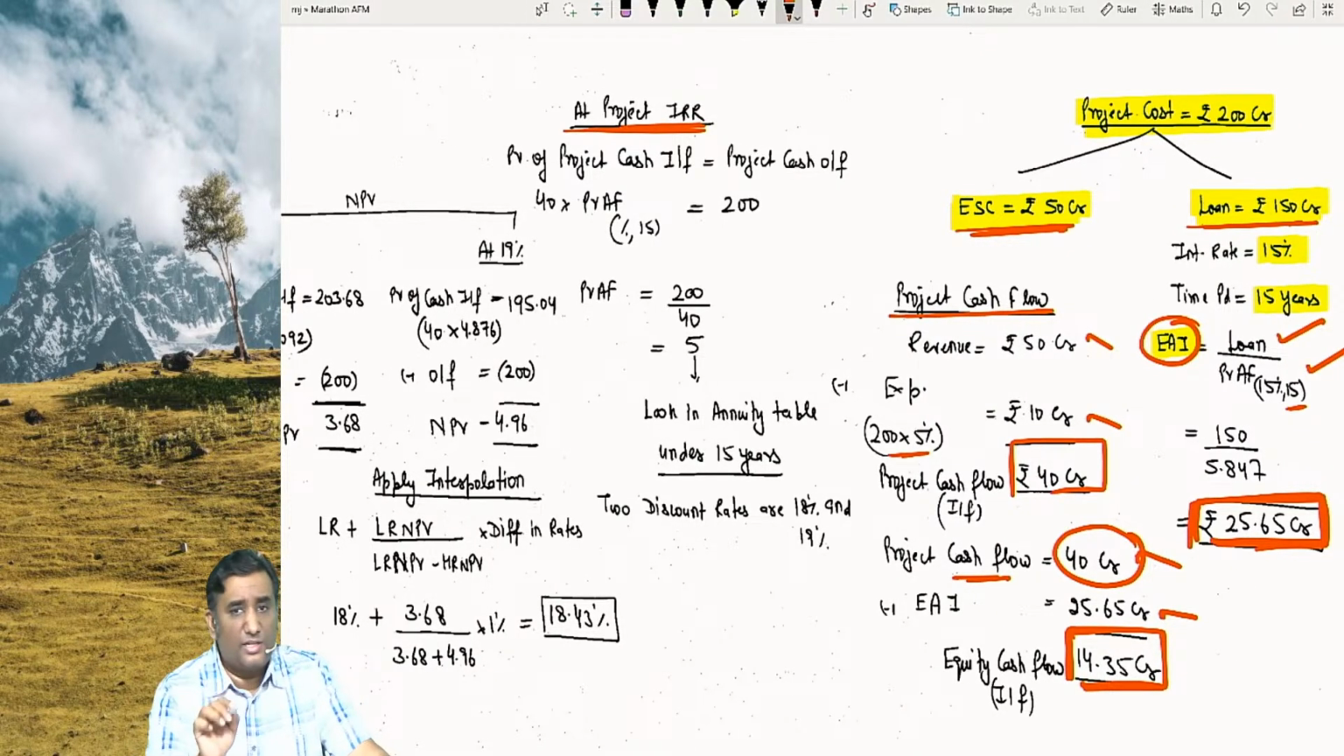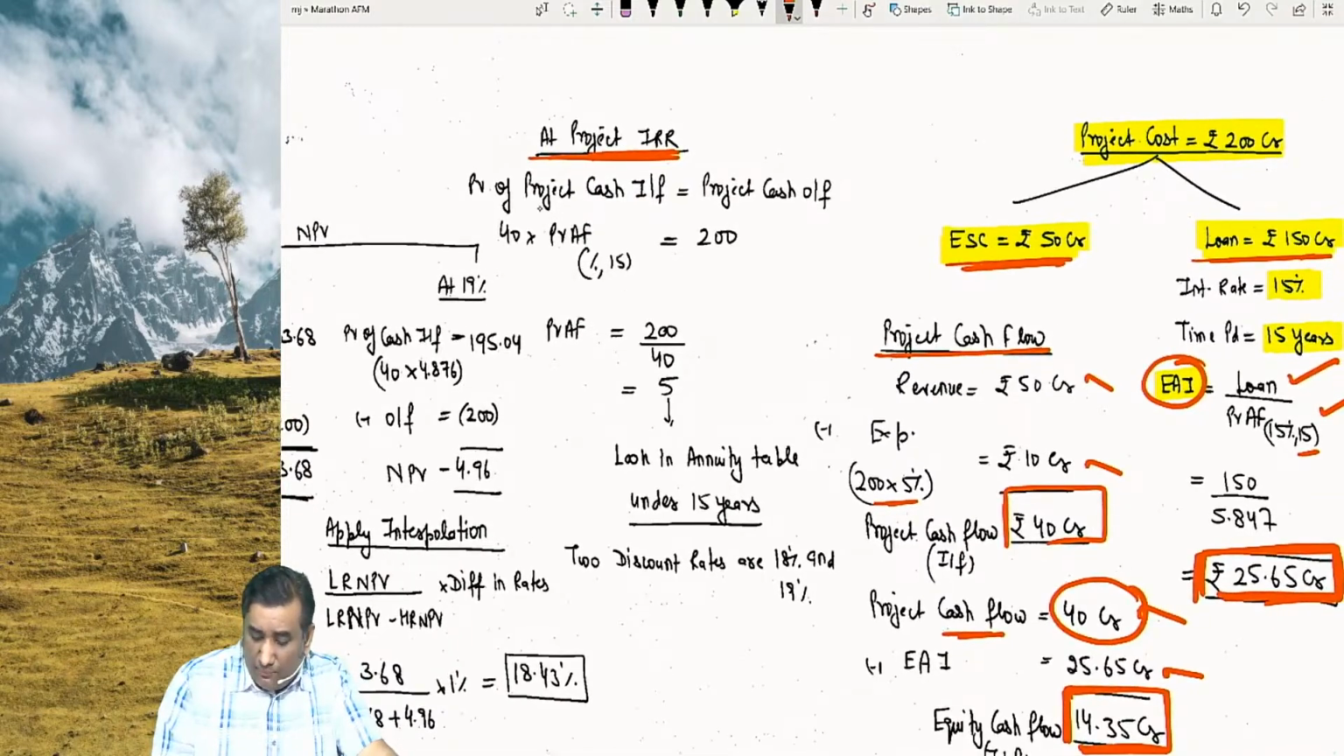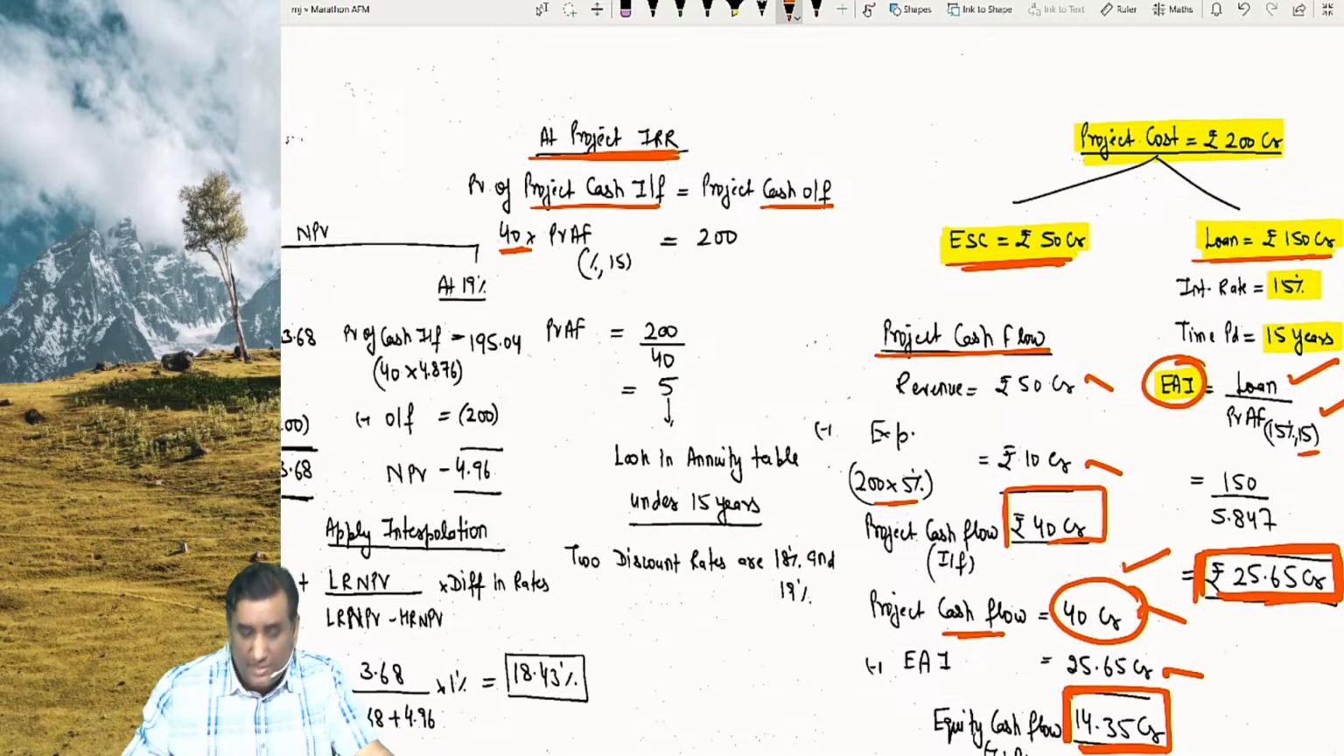Our basic nomenclature of IRR is inflow would be equal to outflow. We say PV of, and I have used my words very, very carefully, please. It's PV of project cash inflow should be equal to what? Project cash outflow. Do we know project cash inflow? 40. Yes sir. Tax was not there, it has saved our life. Into annuity factor at percentage for 15 years, which we do not know, should be equal to project cash outflow.